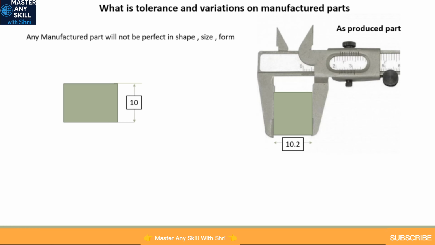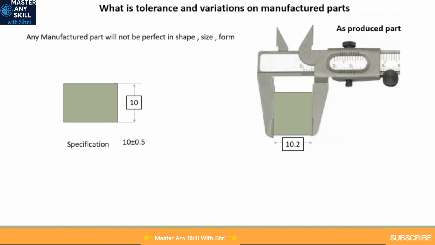You will find that width of that block will never be perfectly 10. It will always be away from the nominal dimension, or it will always be different for each and every part. One will be 10.2, another one will be 9.8, another one will be 9.9. So there will be a certain range of variations which will occur on that design dimension, and hence we will have to specify that design dimension along with a certain range. So that range over here is 10 plus or minus 0.5, and that range is nothing but the tolerance.